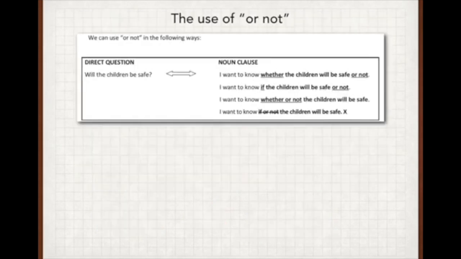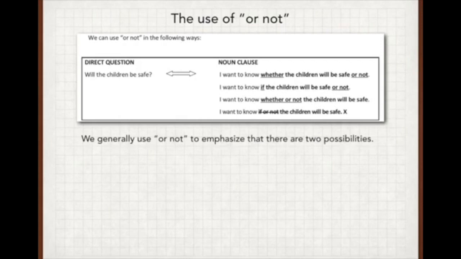Now, one important rule about whether or if noun clauses is the use of or not. We use or not to stress, to emphasize that there are two possibilities. For example, will the children be safe? There are two possibilities. The children will be safe, the children won't be safe. I can make a sentence with, I want to know whether the children will be safe or not. Or, I want to know if the children will be safe or not. I can also say, I want to know whether or not the children will be safe. So I'm using or not to stress that there are two options.